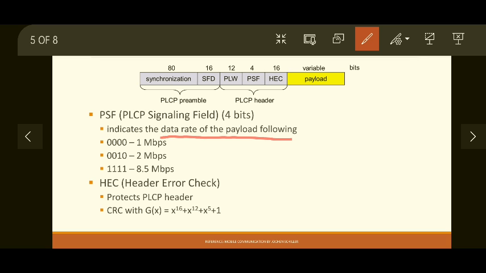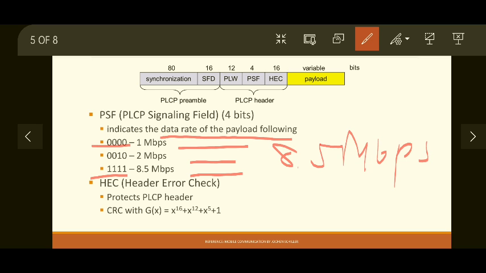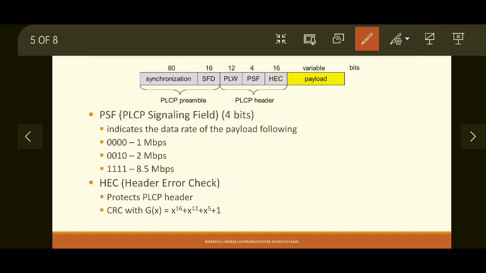Modern day wireless LANs are also capable of higher data rates, so that can also be indicated in this PSF. All 4 bits being 0, that is 0000, indicates 1 Mbps. If the 4 bits are 0010, it indicates 2 Mbps. If all bits are 1, that indicates a maximum data rate of 8.5 Mbps. This is not in the original standard, but nowadays 8.5 Mbps is also supported. If any other combination is used, it is an invalid data rate. So PSF has only 3 valid combinations: 0000, 0010 and 1111.